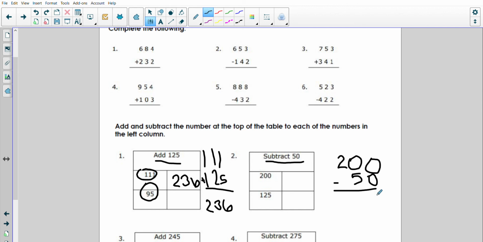So 0 minus 0 is 0. 0 minus 5, remember if the bottom number is bigger, I need to go to my neighbor, my 2. Regroup, he's going to become a 1. My 0 is going to become 10. 10 minus 5 is 5. 1 minus nothing is 1. So 200 minus 50 is 150. And again, you're going to do the same thing here. Make sure you go carefully and slowly, making sure you're regrouping as you need to.